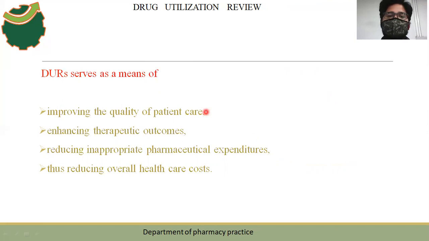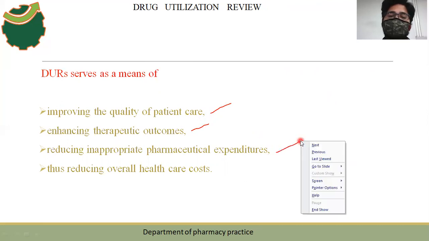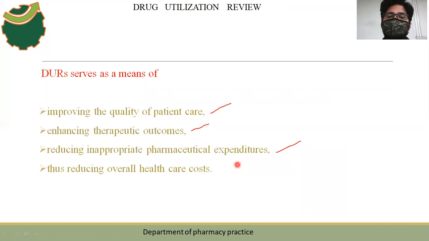It will help in improving quality care for a patient. It will help in enhancing therapeutic outcomes. It will help in reducing inappropriate pharmaceutical expenditures. It will help in reducing overall healthcare cost. So now we will see how it's going to do this, right? First, improving the quality of patient care.